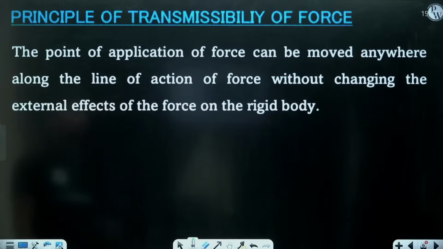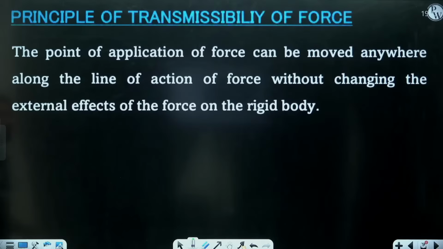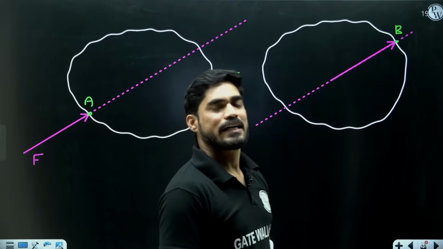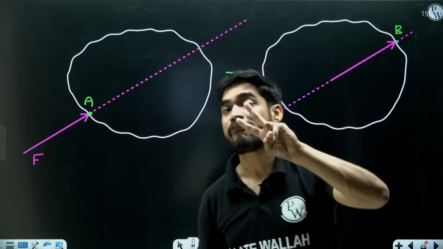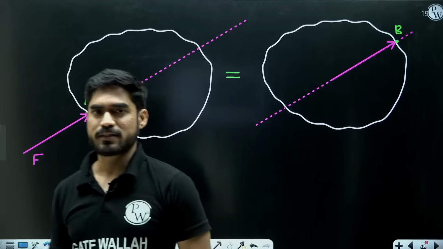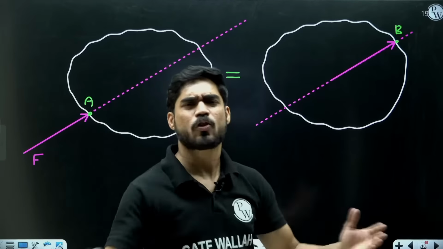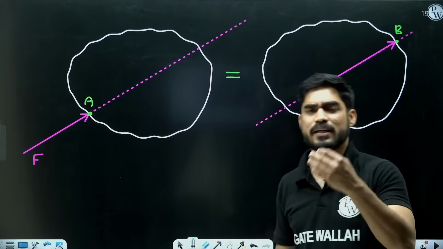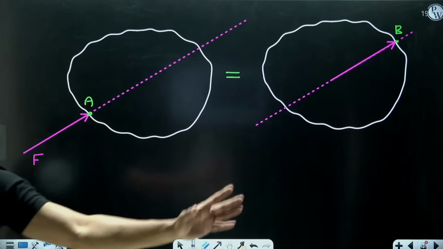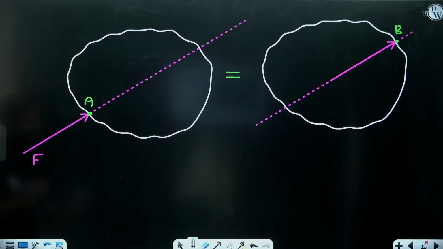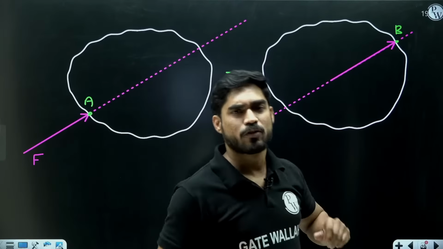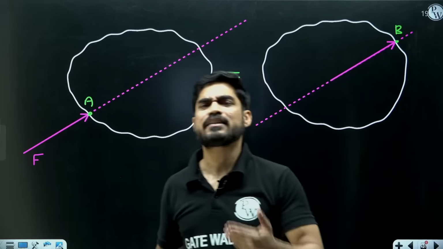Okay, chalo. After understanding the principle of transmissibility, our next objective is to understand how two vectors are added together, because in almost all cases the body will not be subjected to only one force. The body will be subjected to multiple forces, so you will have to add the forces. Adding the forces is also known as finding the resultant.